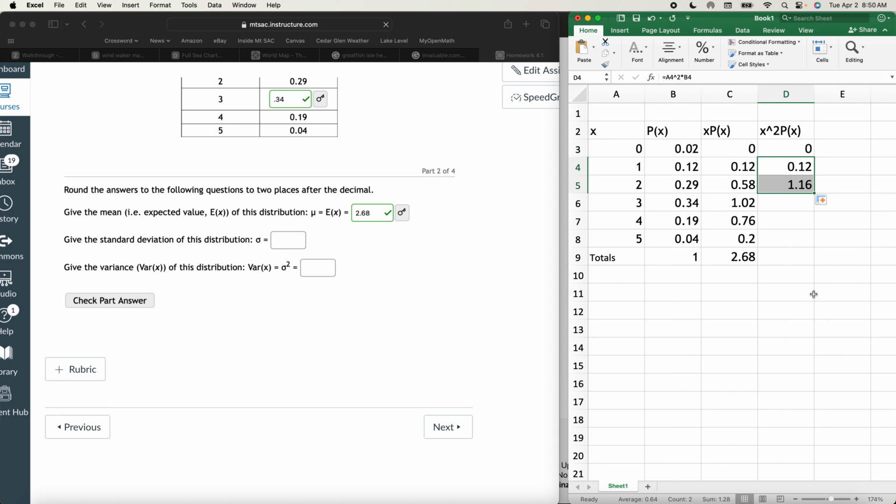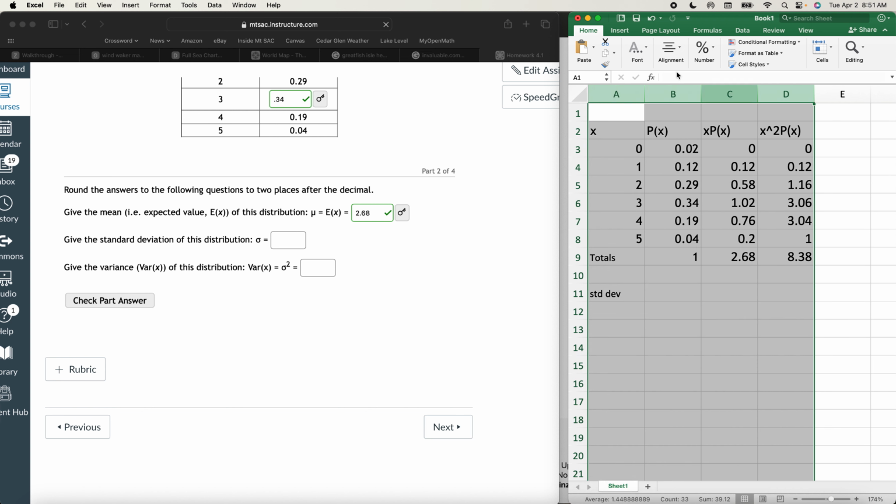Looks like it's 1.16, and so on. 3 squared is 9 times 0.34. Just do the whole thing here. Okay. And then we got to add those up. So real quick, I'll just say equals sum of all those values, 8.38, and then we'll compute the standard deviation. I'll just do STD-DEV for standard deviation.